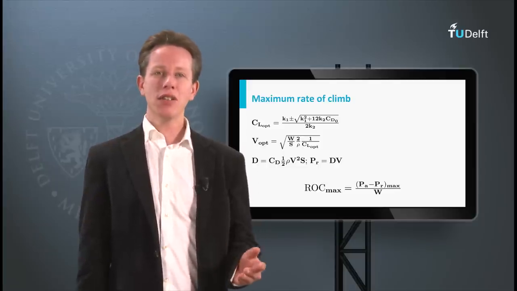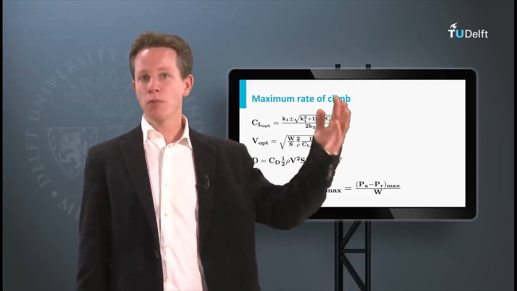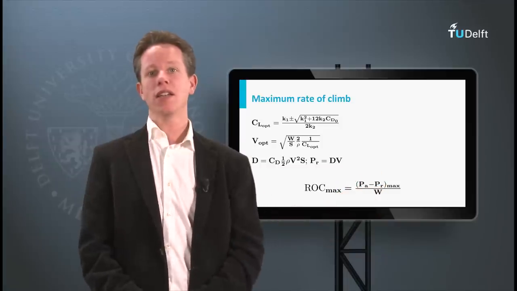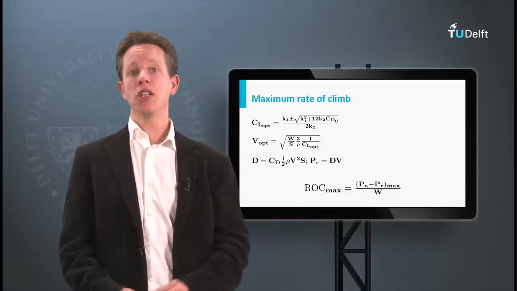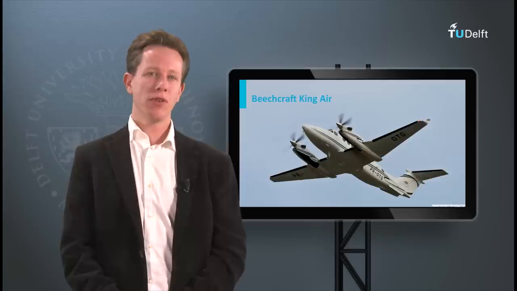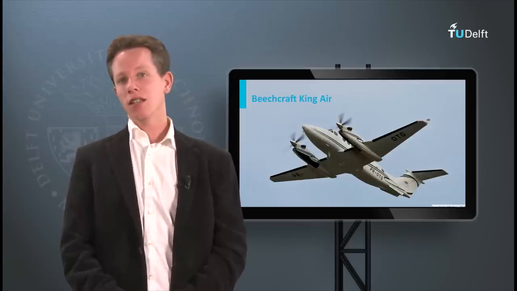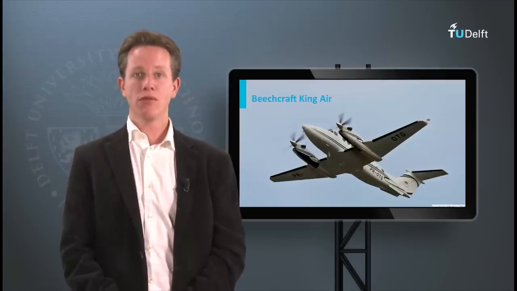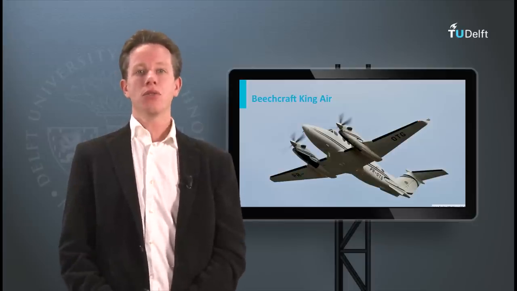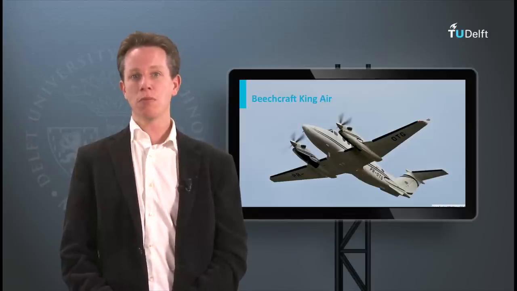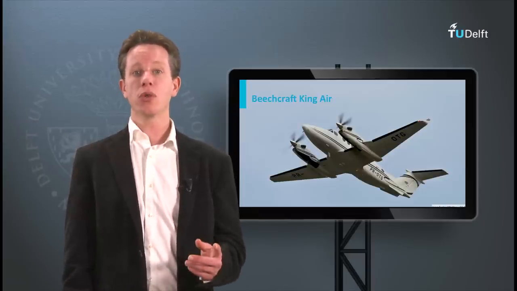Now I can imagine that at first sight this whole process might seem quite complicated. An example calculation for the maximum rate of climb of the Beech King Air is therefore provided on the website. In addition, there's a homework assignment available to calculate it for different aircraft yourself. Now, to conclude this lecture, it might be nice to have a look at some typical maximum rate of climb values for commercial aircraft.